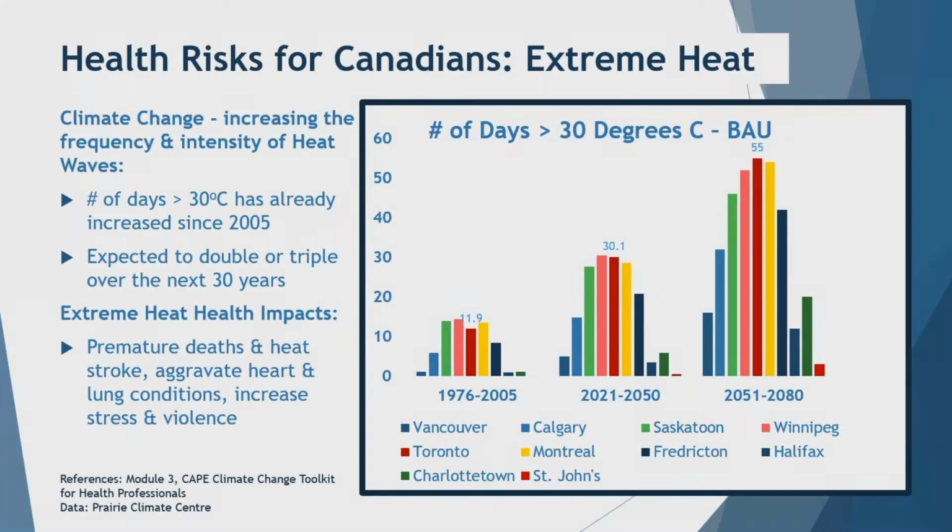So when we look at the health risks for Canadians, first of all, climate change is increasing the frequency and intensity of heat waves or extreme heat for all of us. If you look at this graph, which is based on data from the Prairie Climate Center, you can see that from the time period that ended in 2005 to the time period that we're just entering now, we're looking at a doubling or tripling of the number of days with temperatures that reach 30 degrees or higher.